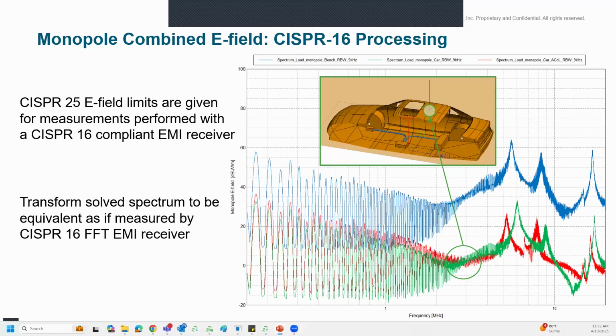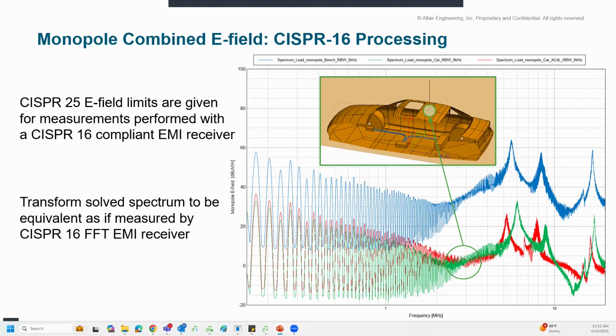Now looking at the results, the blue curve here represents the data from the bench setup, and the green curve represents the same cable length as the bench inside the car. And the red curve is for the modified cable length inside the car.